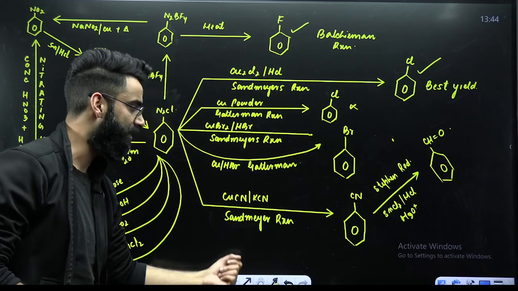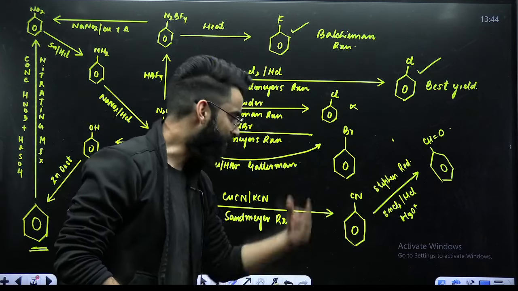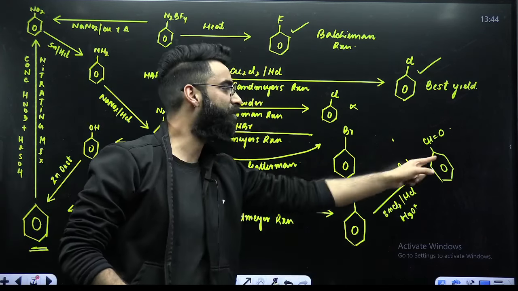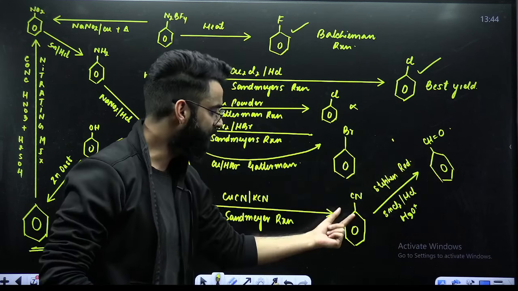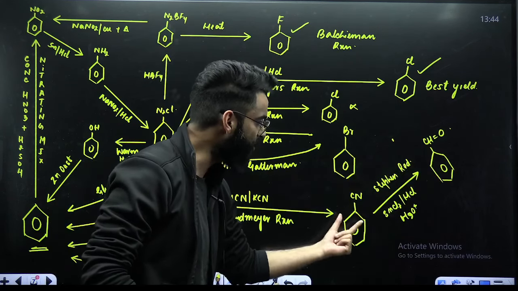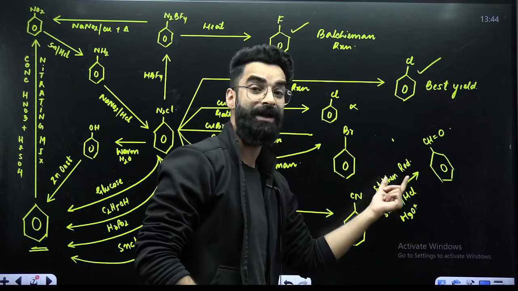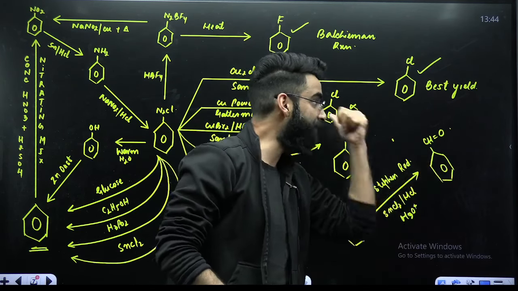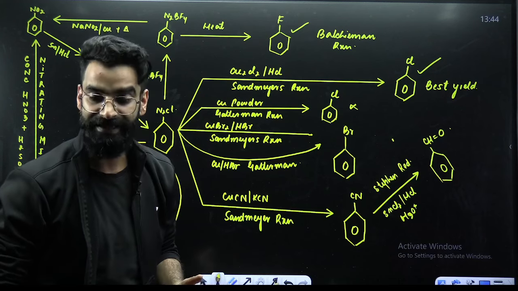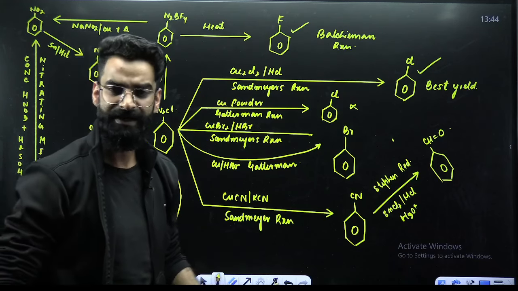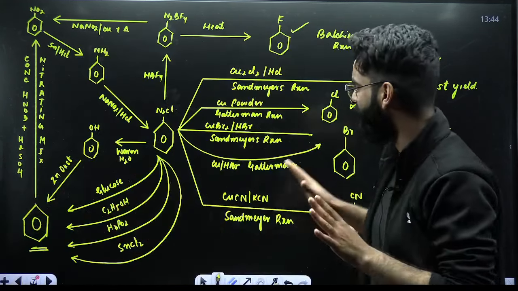Perfect. Now, the same benzene diazonium chloride, if you make it react with CuCN and KCN, again you call this a Sandmeyer reaction. What do you get? You get cyanobenzene. And my dear students, from this cyanobenzene, you can get benzaldehyde as well. Perfect. You just need to make this cyanobenzene react with SnCl2 and HCl, right? This is what you call a Stephen reduction, and with the help of Stephen reduction, you can get benzaldehyde as well.